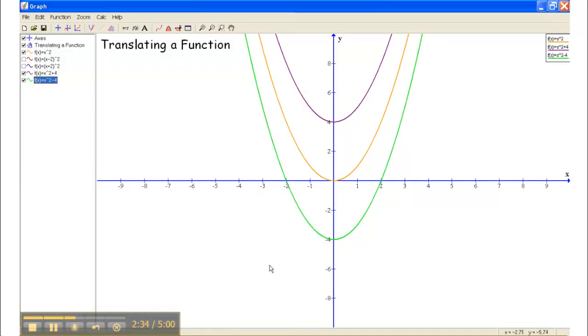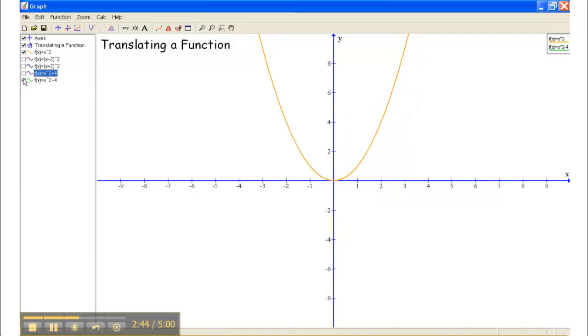So this is how we can see a vertical shift. Instead of adding or subtracting a number to the x value in our equation, we're adding and subtracting something all the way at the end of the equation. So here's our original. Here's shifting up 4, x squared plus 4. And here's shifting down 4, x squared minus 4.